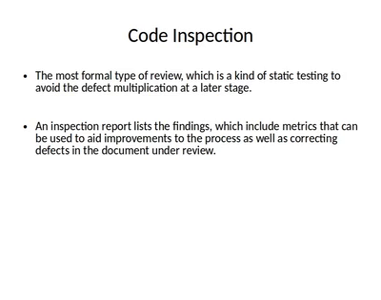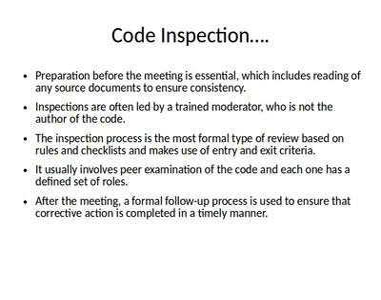Regardless of the formal technical review format that is chosen, every review meeting should abide by certain constraints, such as between 3 and 5 people should be involved in the review, and the duration of the review meeting should be less than 2 hours. For every code inspection meeting, preparation before the meeting is essential, which includes reading of any source document to ensure consistency. Inspections are often led by a trained moderator who is not the author of the code.